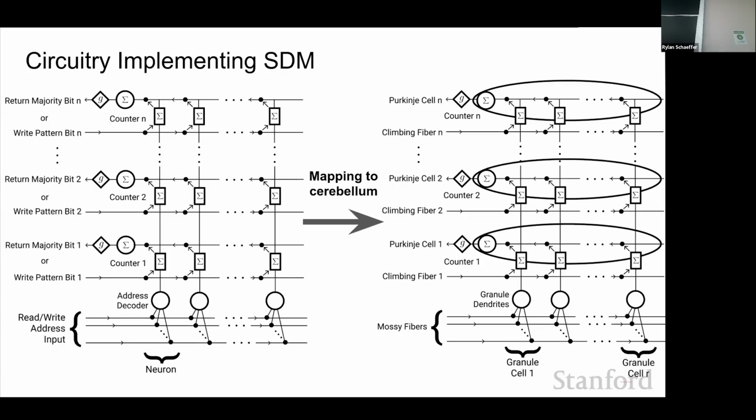Yeah. So the analogy of the neuron in the SDM you introduced before, that high-dimensional space, like each neuron is a Purkinje cell in this setting? Each neuron is a granule cell.